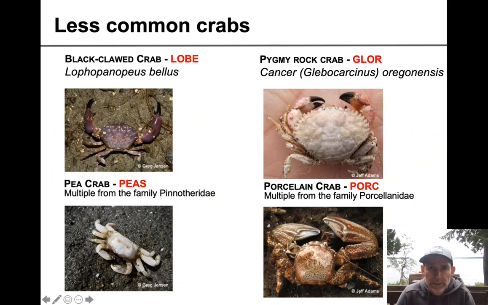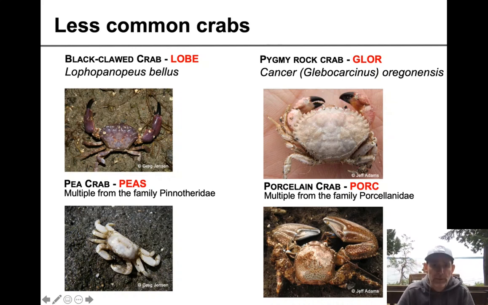Now, less commonly, we see other types of crabs either as molts or sometimes occasionally within our baited traps. And if you look at our identification guides, you may see these. I'm not going to go into any detail during this tutorial because we very infrequently see these species, but this includes the black-clawed crab, the pygmy rock crab, pea crabs, and porcelain crabs. If at any time you encounter a crab that you cannot identify, please just take some pictures. If it's a molt, you can keep that molt and contact us, and we can help you identify them.